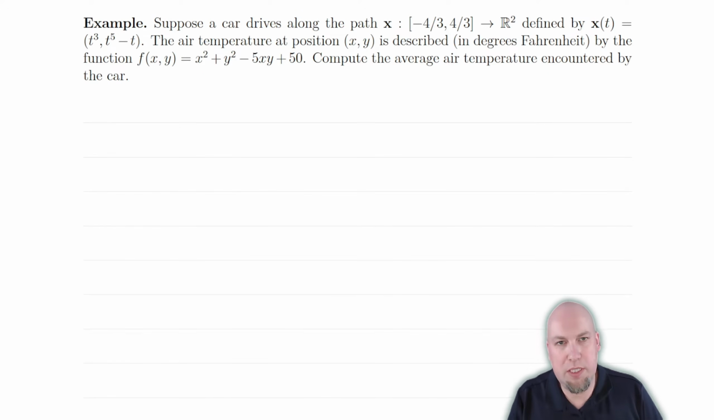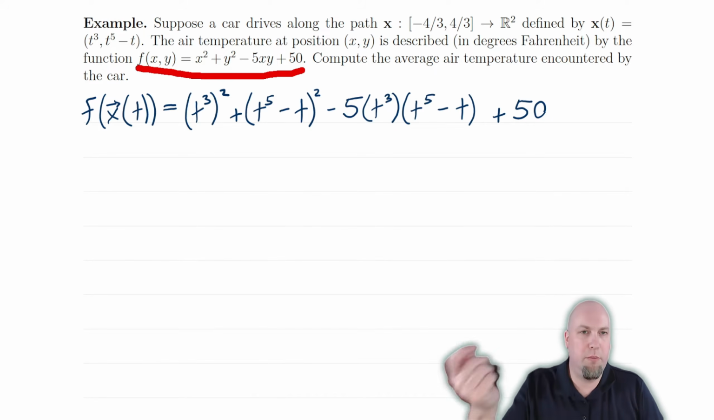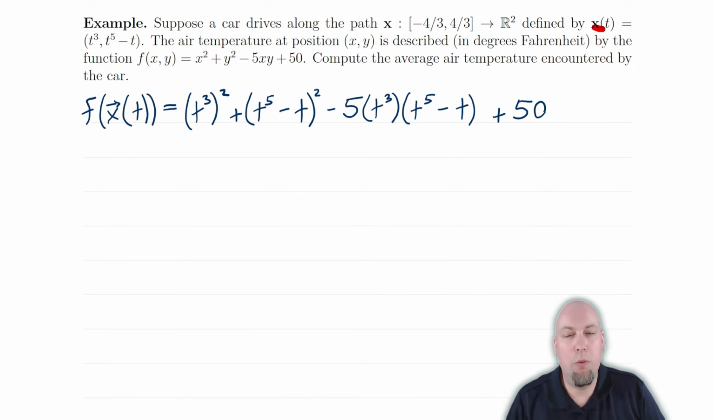Well, we need to figure out what's our scalar field and what's our path. Our scalar field is exactly this temperature function. This is a function from R2 to R, a scalar field. This is our path. What we've got to do is compose them together, so plug the path x of t into the temperature function. In other words, everywhere I see an x, I replace it by t cubed, because that's the x component of the path.